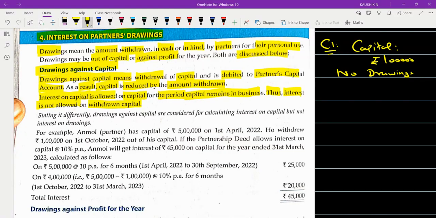Okay, no drawings has been made, and my interest on capital is marked as 10 percent per annum. Now tell me how much I'll get as my interest on capital if my capital is 1 lakh and I have not done any drawings. How much will I get as my interest on drawings? Oh, sorry, interest on capital.